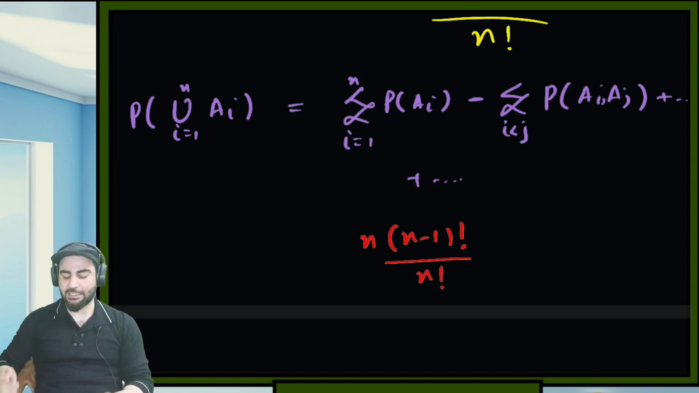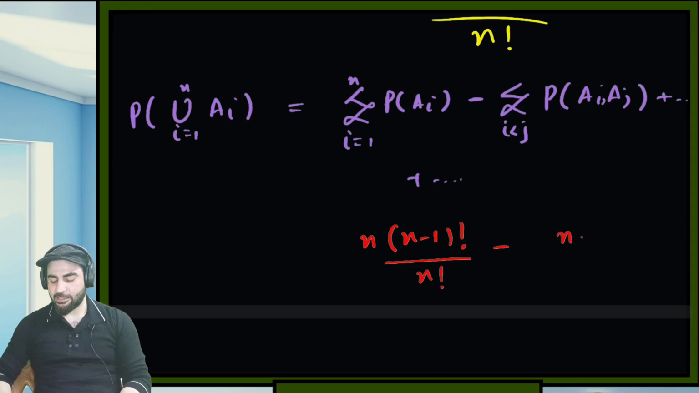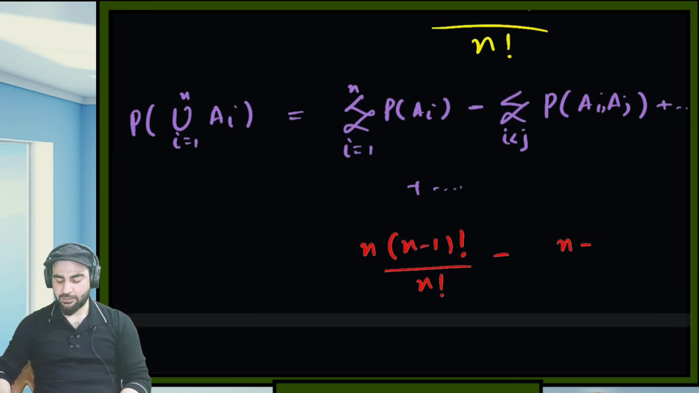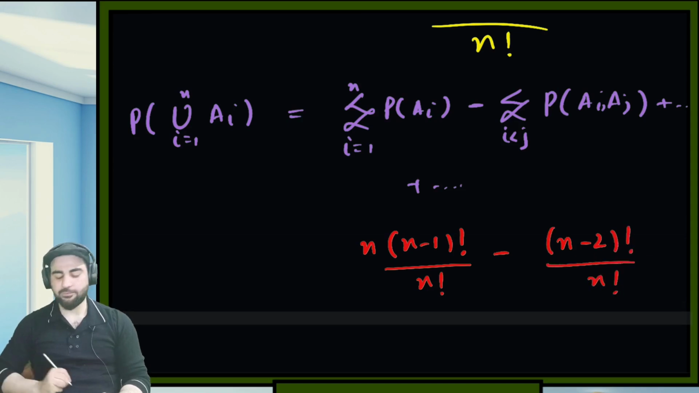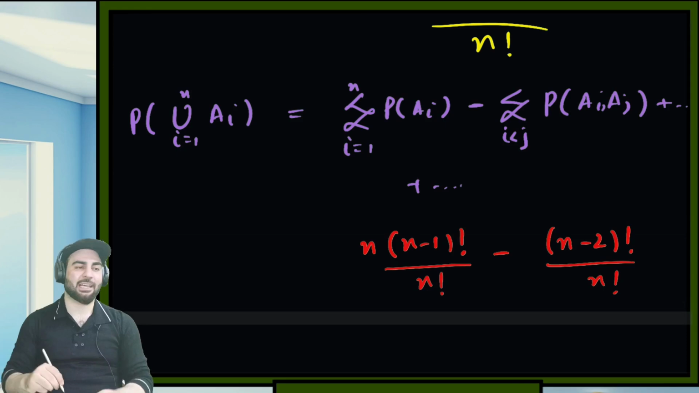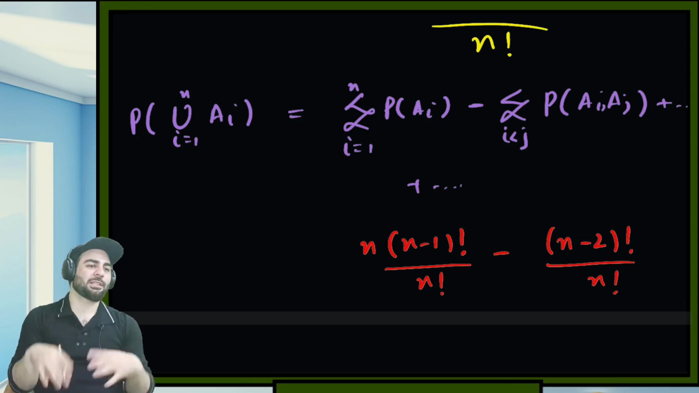Now for the second term, minus the probability of this, again you can see it. This is n minus 2 factorial divided by n factorial, because you are fixing two terms. Now how many such terms are there which have these two things? This is n choose 2, because the total terms are n.